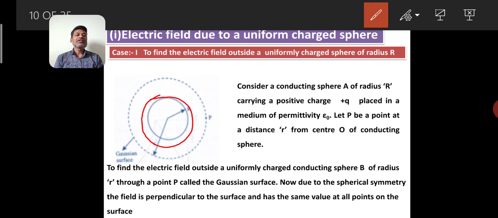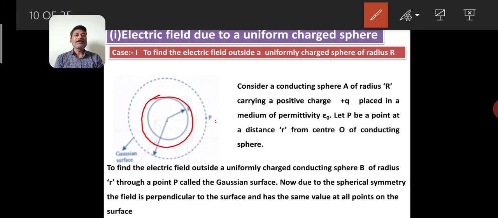Let us consider a point P which is situated outside the charged conducting sphere at a distance r from the center O of that conducting sphere. So the distance between O and the point P is considered as small r, where we want to find the electric field intensity. Now we go to the next.